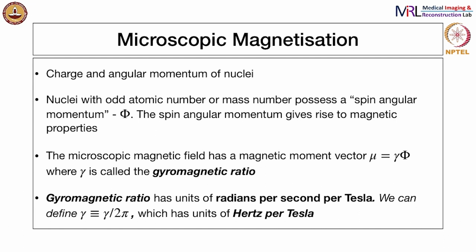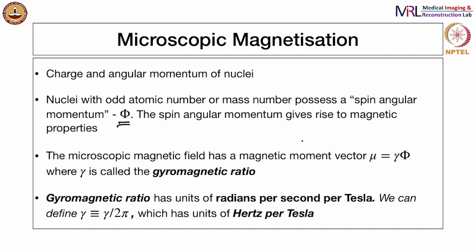And this is the property that gives rise to magnetism. Each nucleus, basically ones with odd atomic number or mass number, possesses something called the spin angular momentum. We denote that by phi. The spin angular momentum gives rise to magnetic properties. That's the one that interacts with the external magnetic field.